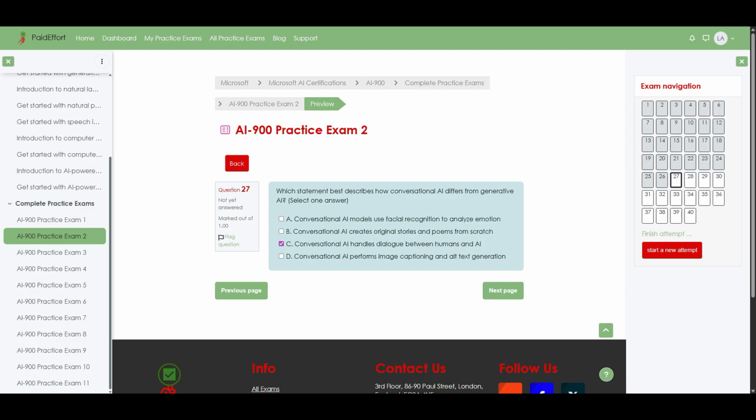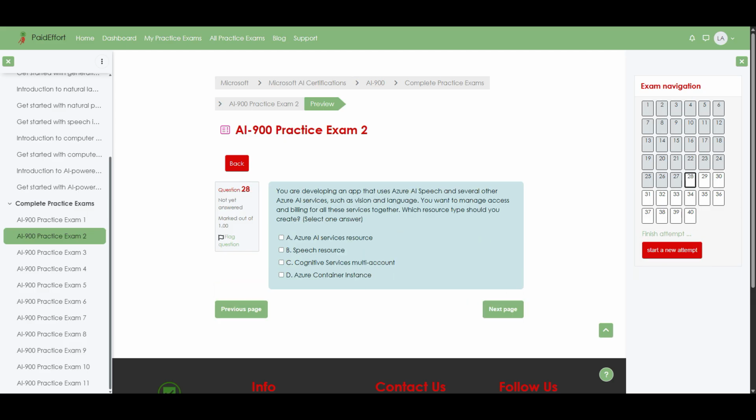Now, the first option about facial recognition and emotion belongs more to visual AI, not language-based conversational AI. Then we have the second option, creating original stories or poems, which is a hallmark of generative AI, where creativity is the goal rather than conversation flow. Lastly, image captioning and alt text generation again fall into the realm of computer vision tasks, not conversation. So when you're comparing the two, just remember, conversational AI talks with you, generative AI creates for you.